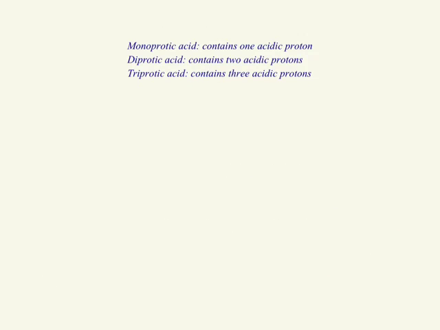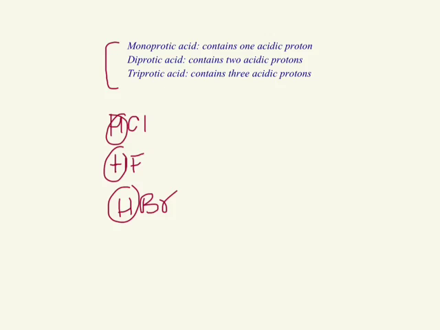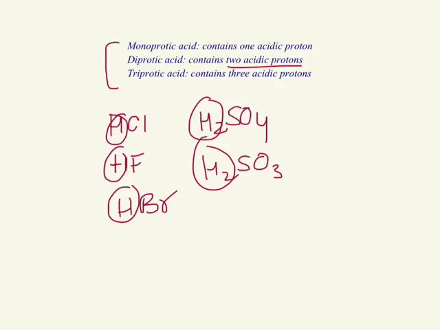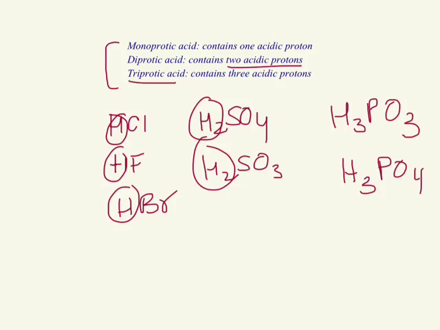We can also classify acids as monoprotic, diprotic, and triprotic acids. Monoprotic acids just contain one acidic proton. For example, HCl, HF, HBr. It has just one proton here. Diprotic is going to have two acidic protons. For example, H2SO4, H2SO3. These are diprotic acids. Triprotic acids have three protons. For example, H3PO3 or phosphorus acid or phosphoric acid.